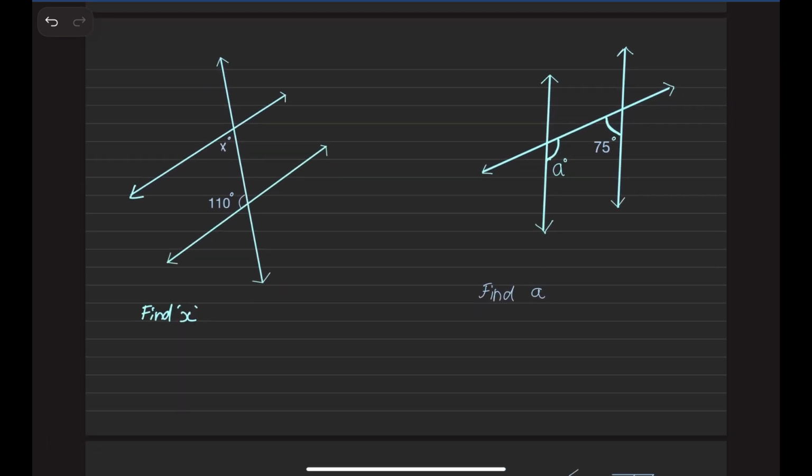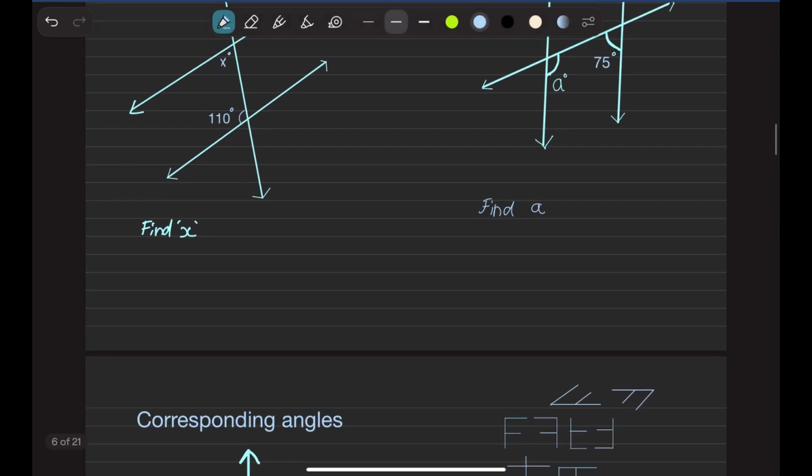Here, sums based on co-interior and co-exterior angles. We have to find the value of the unknown angles. Let's see. Find X. So this X is forming a C pattern. So they are co-interior angles. So they are supplementary. So what do we say? X plus 110 is 180. Reason: co-interior angles are supplementary. Therefore, X is 180 minus 110, which is 70 degrees. So we found out the value of X.